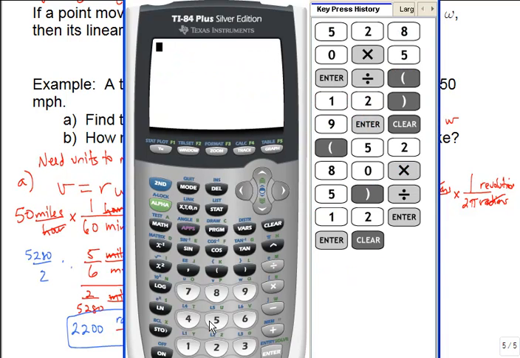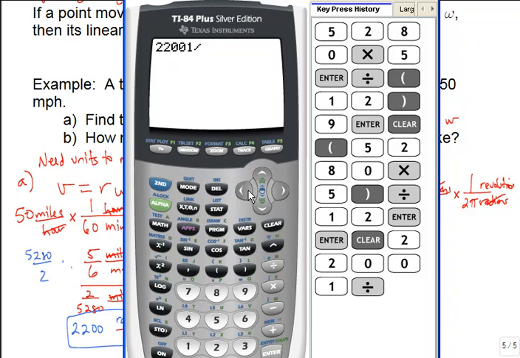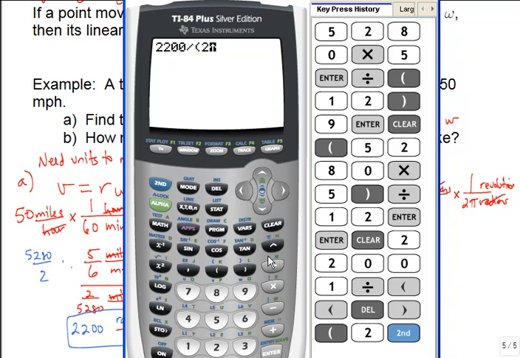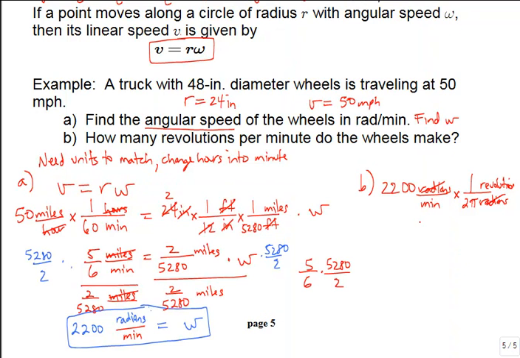So if you take 2,200 and you divide that by 2 pi, use parentheses here, we get about 350. So this is approximately 350 revolutions per minute.